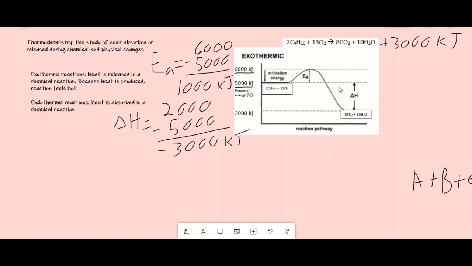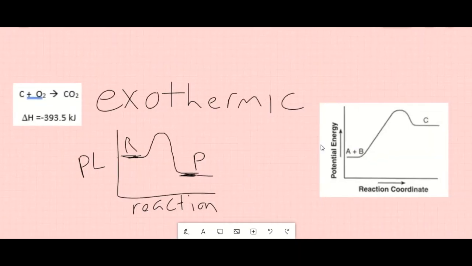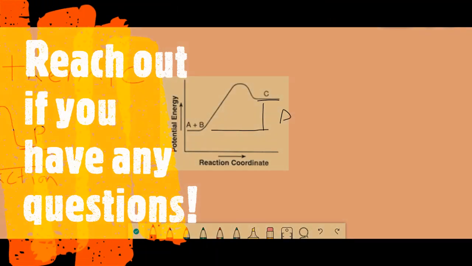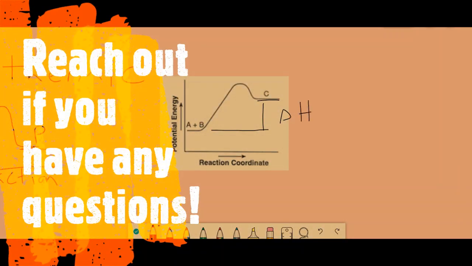So in exothermic, it's going to be negative because the products have less, whereas in endothermic, like this one right here, the delta H is going to be positive, which let me actually write in right here. So in this case, this is the delta H, and you know that's going to be positive because whatever this number is, the products are going to be higher than the reactants.